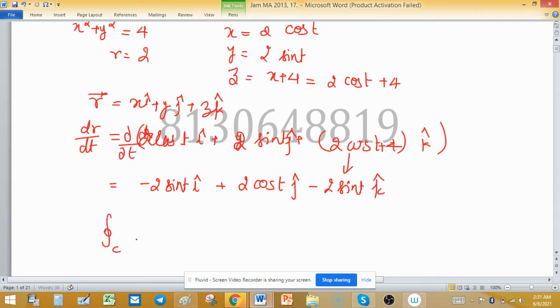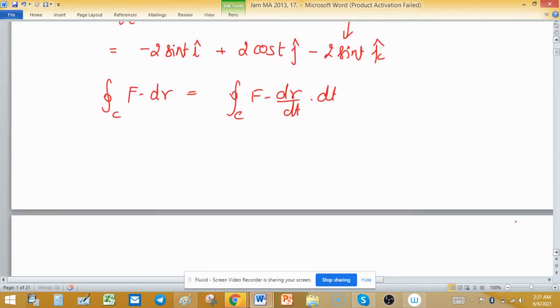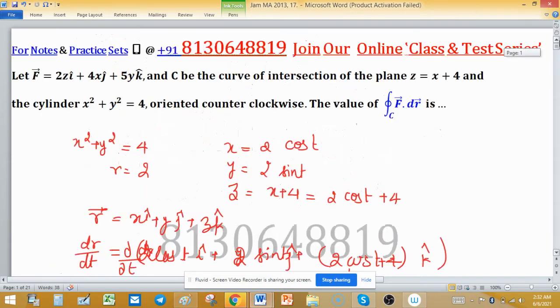So we have to find this F dot dr. This can be written as the integral over C of F dot dr over dt, so find this parameterized integral. The limit is from 0 to 2 pi because of the cylinder, so you can use it directly. The function F is given as 2z i hat plus 4x j hat plus 5y k hat.